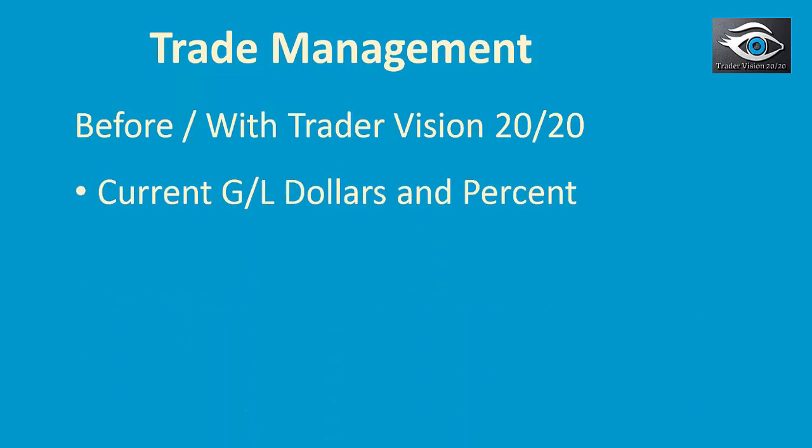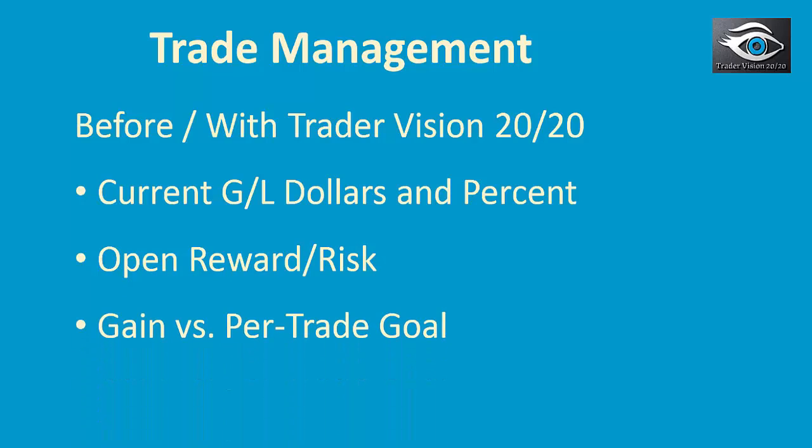As we manage the trade, in the past, have you had the current gain, loss, dollars, and percent available to you at all times? Do you know what the open risk and reward remaining for a trade is? Did you know the gain versus the per trade goal that you had? And the gain that would get you to break even on the trade at all times? Again, these are all things that are available through the trade view form of Trader Vision.